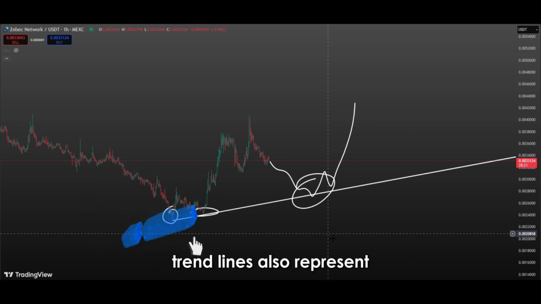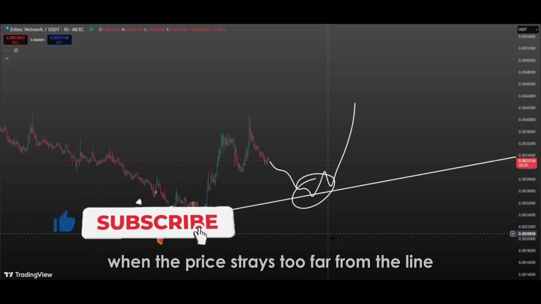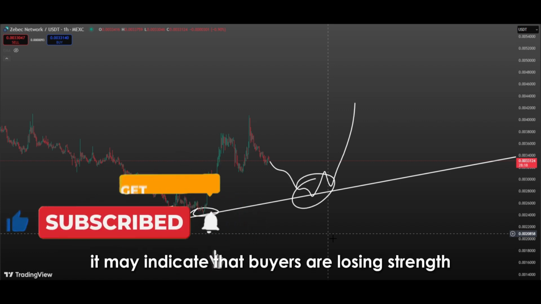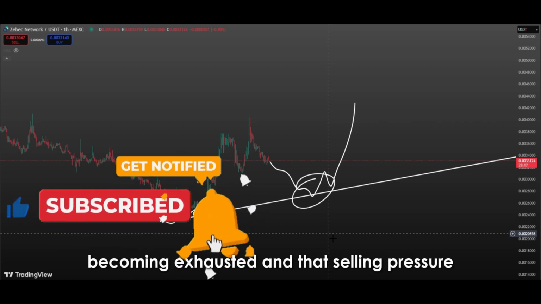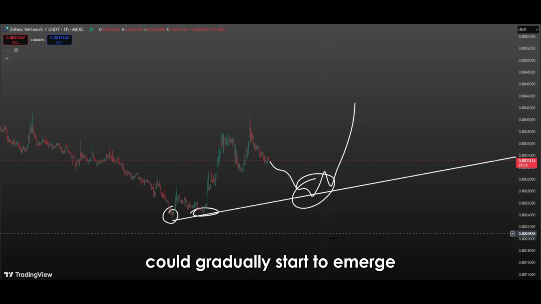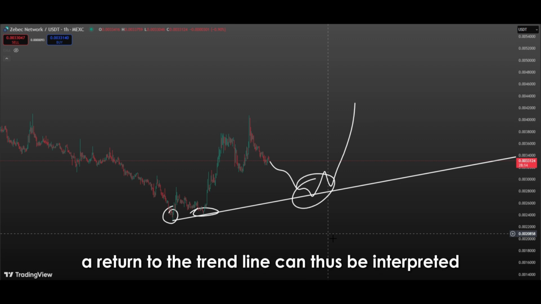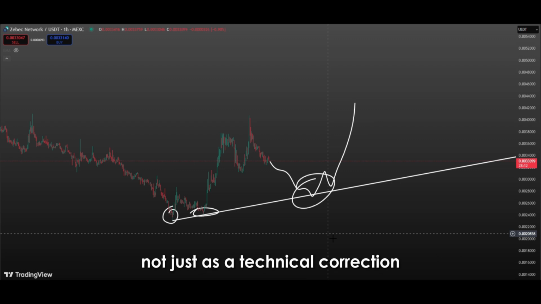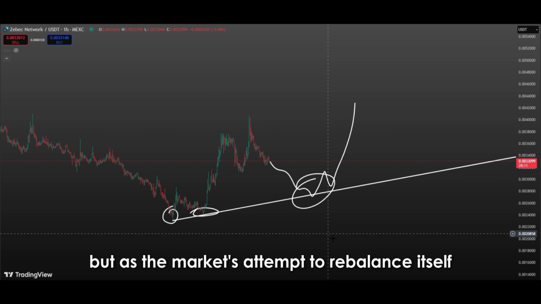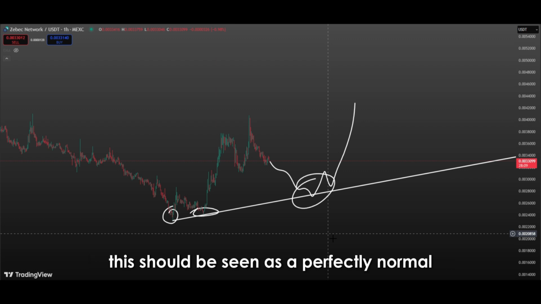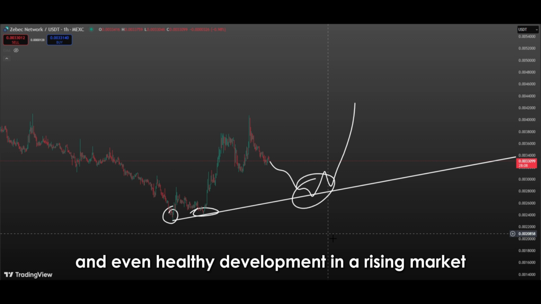Trend lines also represent the psychological boundaries of the market. When the price strays too far from the line, it may indicate that buyers are losing strength, becoming exhausted, and that selling pressure could gradually start to emerge. A return to the trend line can thus be interpreted not just as a technical correction, but as the market's attempt to rebalance itself. This should be seen as a perfectly normal and even healthy development in a rising market.